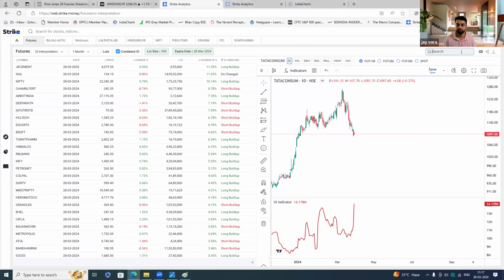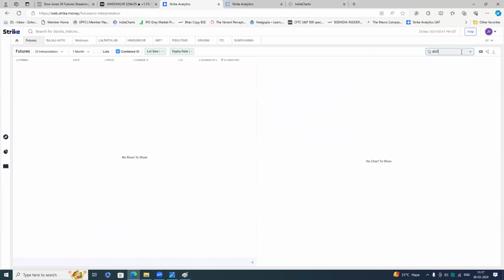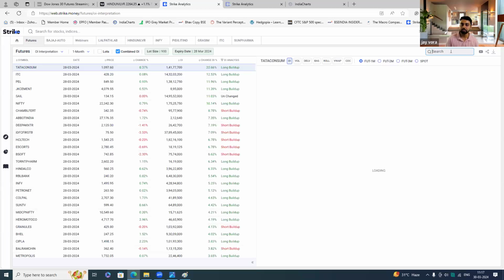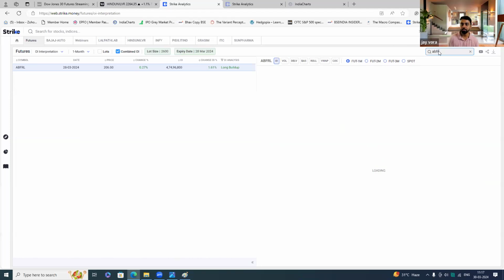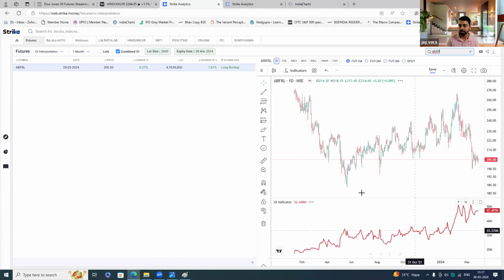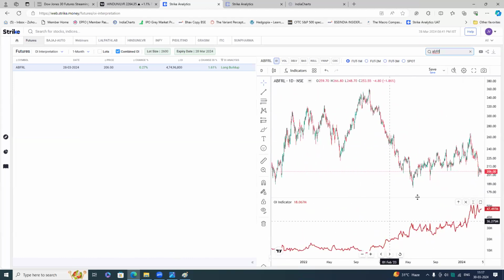ABFRL, Aditya Birla Fashion. So see, whatever we discuss, this is just a disclaimer: we are not into any advisory service. What I see is purely my interpretation, and it should not be considered any recommendation, right?